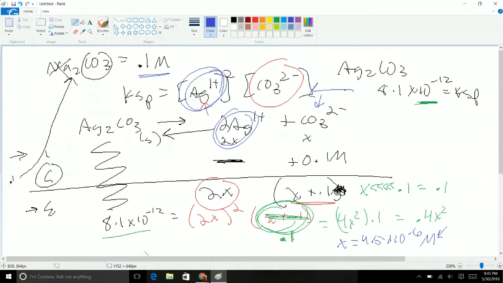Well, I have x, 4.5 times 10 to the negative 6, but I need to find the concentration, and I called the concentration 2x. So therefore, my concentration is really going to be 2 times this x, or in other words, 9, yep, 9 times 10 to the negative 6 molar. And that's my end solution.